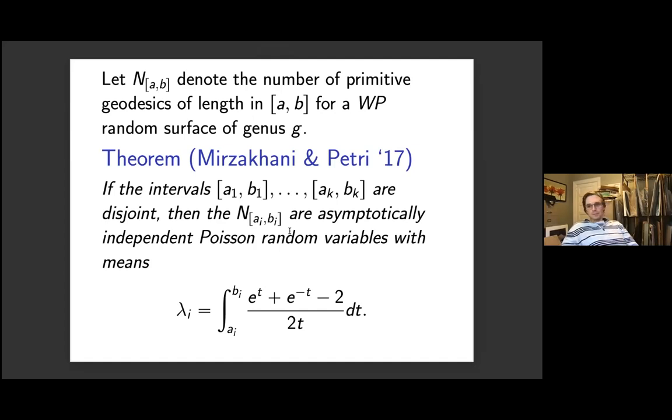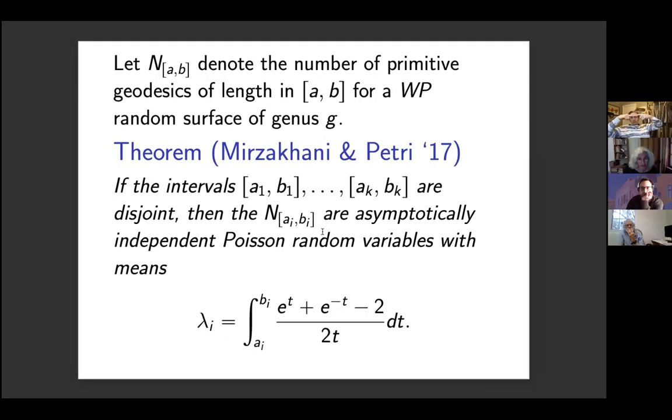I just have a small question. What is a primitive geodesic? I'll tell you what isn't a primitive geodesic. If you go around twice the same geodesic, that's not primitive. Okay, and your geodesics are closed. They're closed, yeah. I should write closed everywhere, but often I forget.